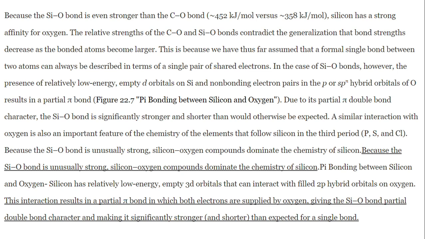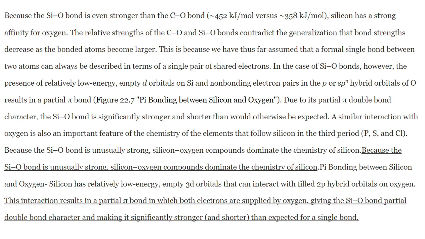A similar interaction with oxygen is also an important feature of the chemistry of the elements that follow silicon in the third period, like phosphorus, sulfur and chlorine. Because the Si-O, that is silicon oxygen bond, is unusually strong, silicon oxygen compounds dominate the chemistry of silicon. So this is why we see a large number of silicon oxygen compounds, just like carbon chemistry.